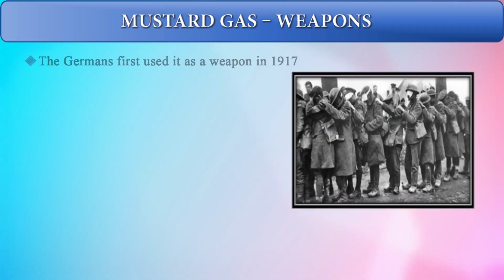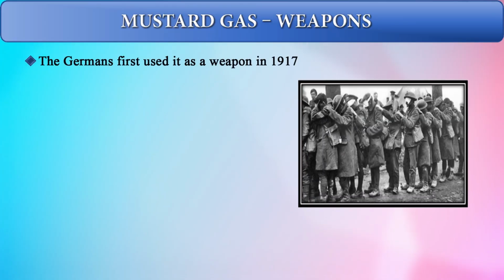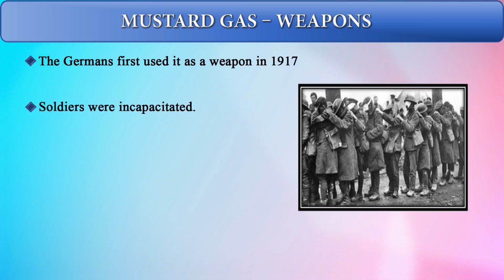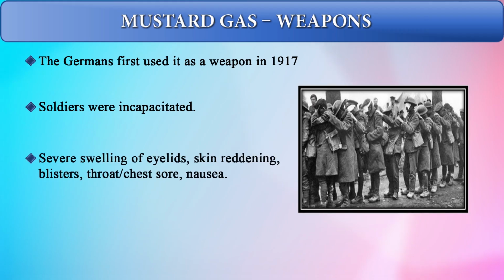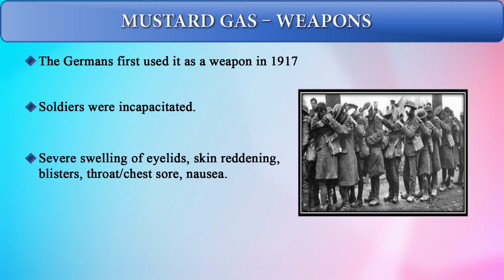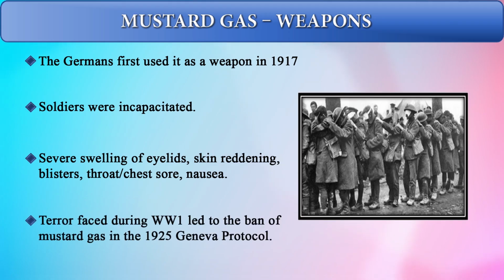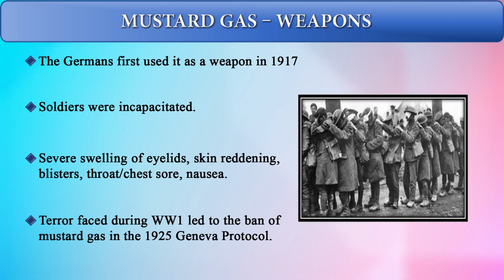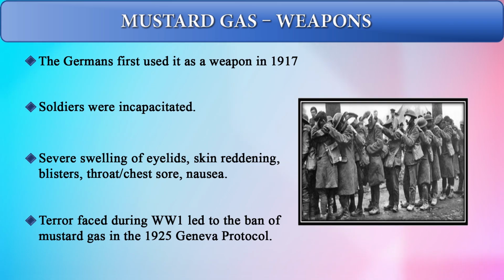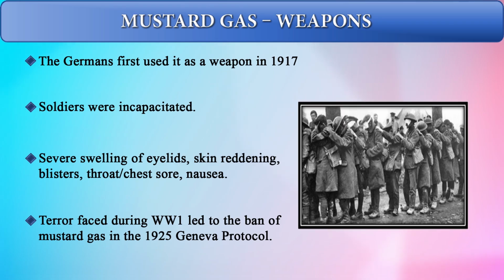Mustard gas: these are weapons that were used by the Germans in 1917. The soldiers were incapacitated when this mustard gas was applied. There is severe swelling of the eyelids, skin reddening, blisters in the throat and chest, and nausea. All this occurred among the people. It was a terror that was faced during World War I that led to the ban of this mustard gas. In the 1925 Geneva Protocol, they banned the use of this chemical.